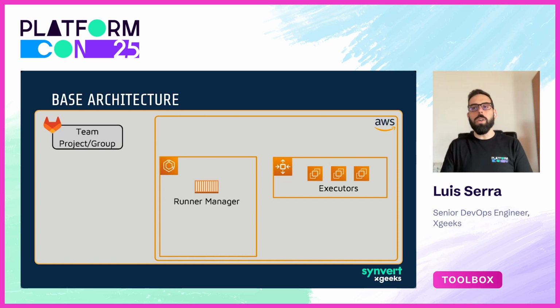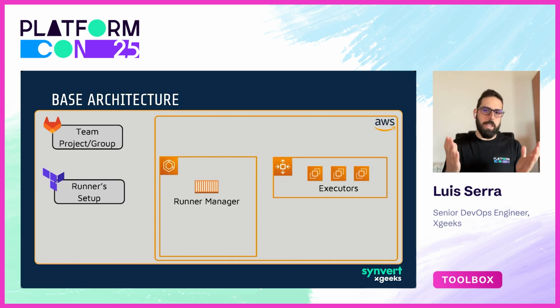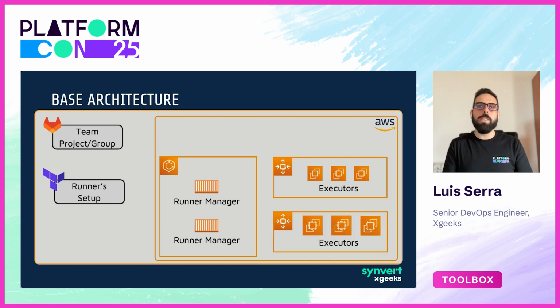And these are configured using Terraform. Each team has its own runner setup, basically a Terraform repository where they can have all these definitions in order to set up and deploy their runner managers and executors. How many, you might ask? As many as the users want. We need to accommodate different use cases, so they are the ones who decide how many runner managers and how many executors need to be provisioned for their workloads.